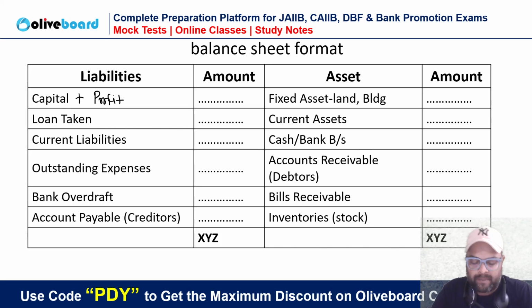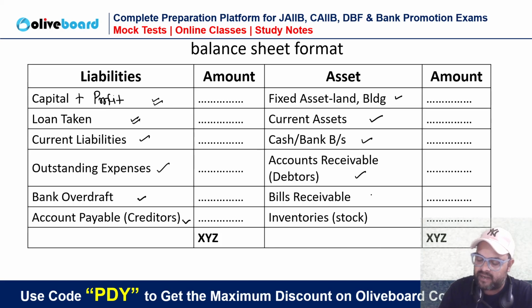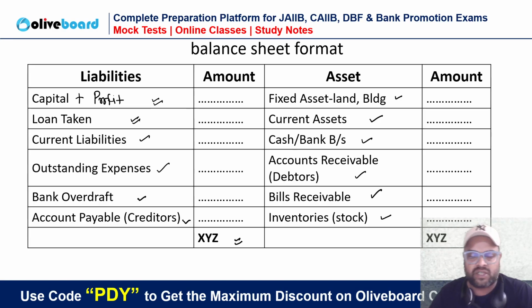Capital plus profit will be on the liability side, along with any loan taken and any current liability. Outstanding expenses is a current liability, as we just discussed in the adjustment discussion, along with bank overdraft and creditors. On the asset side, fixed assets and current assets: cash, debtors, bills receivable, stock. If the totals of both sides of the balance sheet match each other, that means your accounting is perfect, there is no mistake in the accounting.